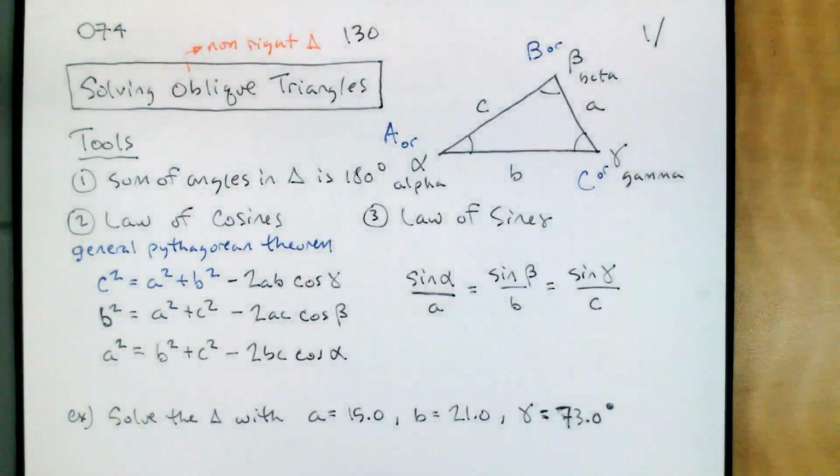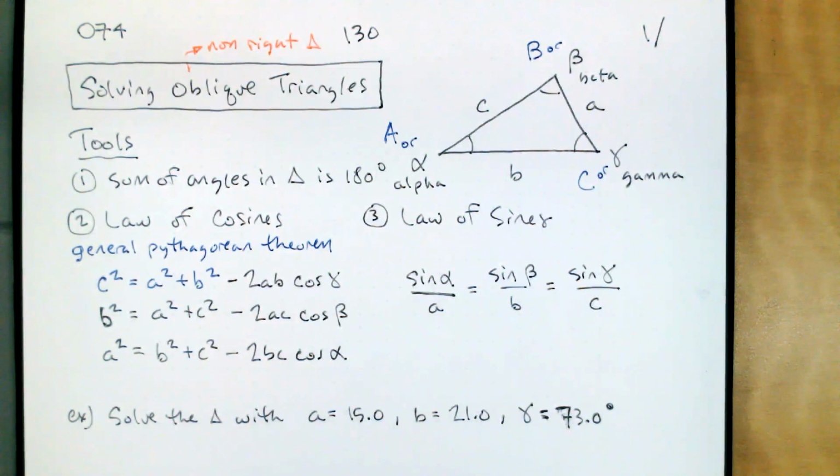Today, we're going to continue working on solving oblique triangles. Remember, we have three tools at our disposal to solve an oblique triangle. That's a non-right triangle. We have the sum of the angles in any triangle is 180 degrees. We've got the law of cosines, our generalized Pythagorean theorem. And we've got the law of sines, which says that the ratio of the sine of an angle to the side opposite that angle is constant in any triangle. And we summarize those three equations in this one triple equation.